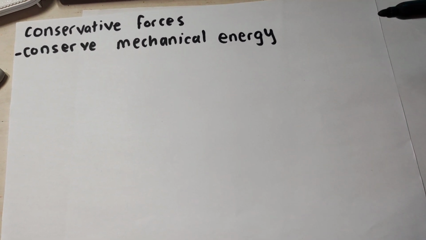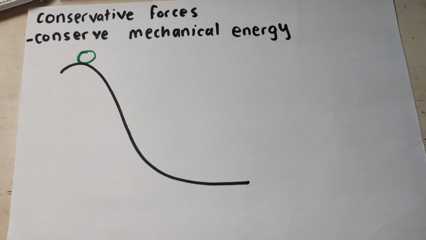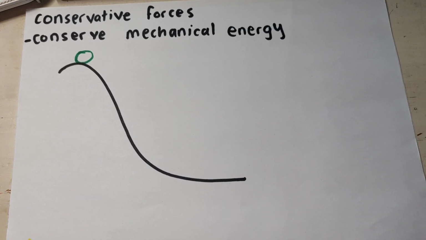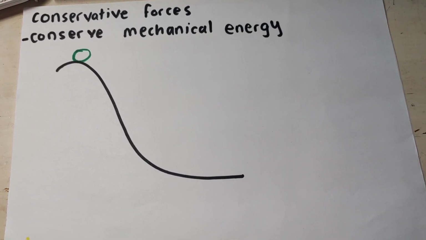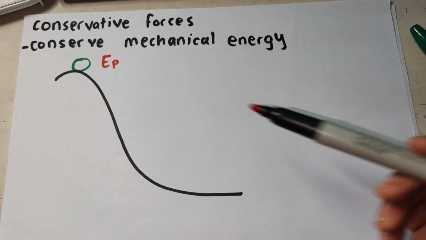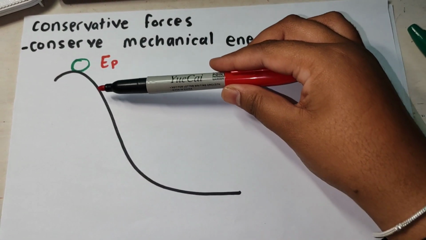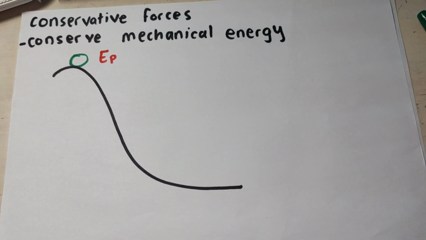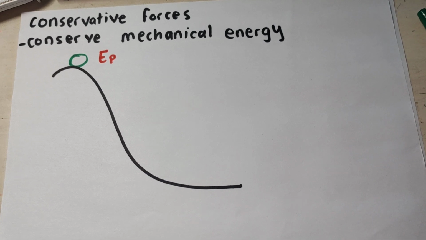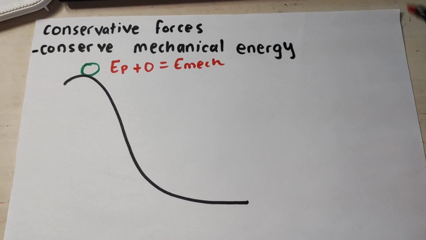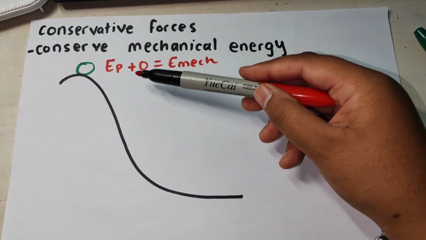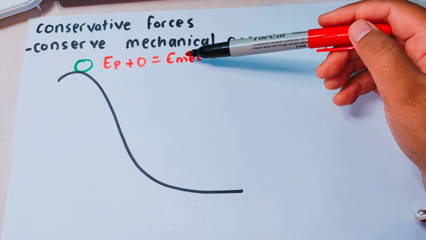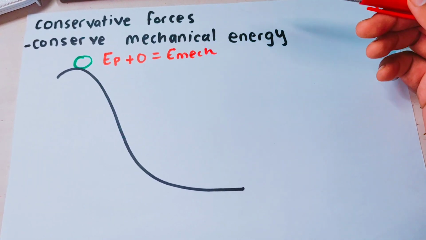Let's look at exactly how this works. This should remind you of K10. If we have a hill and a ball at the top of the hill, let's evaluate the potential and kinetic energy in the absence of friction. At the top of the hill, we have potential energy because the ball is away from the ground and therefore its height is non-zero, and so it has a potential energy value. If the ball is at rest, its kinetic energy is going to be zero. And so therefore we have the potential energy of the ball plus the kinetic energy, which is zero, equal to the mechanical energy, because mechanical energy is the sum of potential and kinetic.